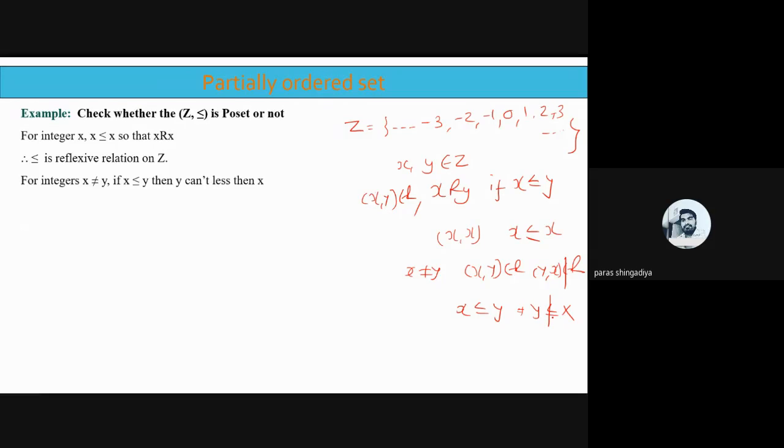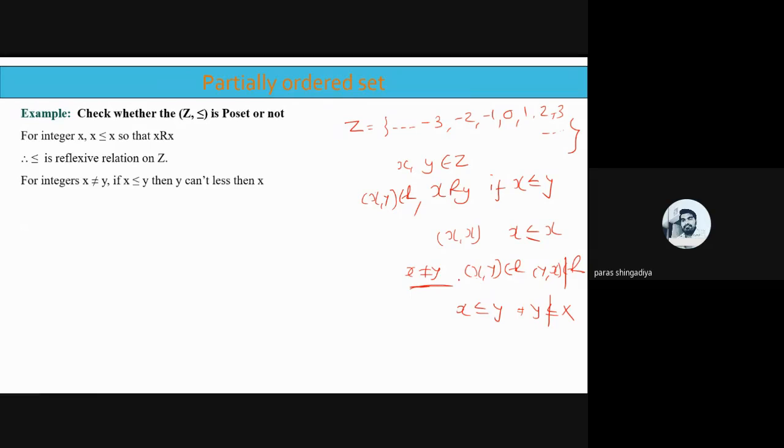And that is required to say (y, x) does not belong to R, because if we could write y less than or equal to x, then we could say that (y, x) belongs to R. But here, for x less than or equal to y, we cannot say y is also less than or equal to x. That is true only for one case, if x and y are the same. But here the condition is given that x is not equal to y. For this case, you have to check whether we can say it is true or not.